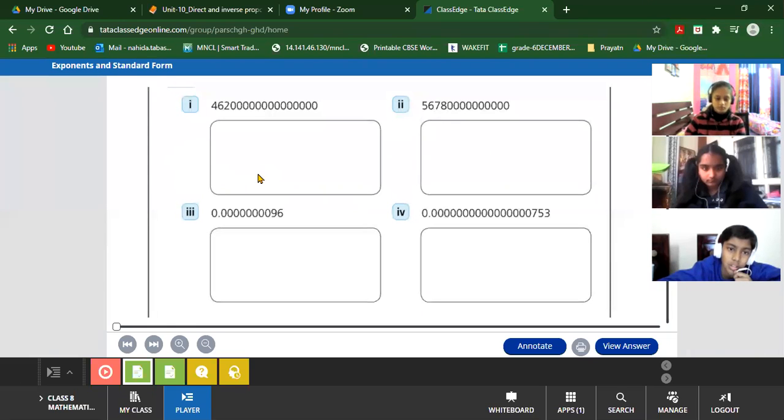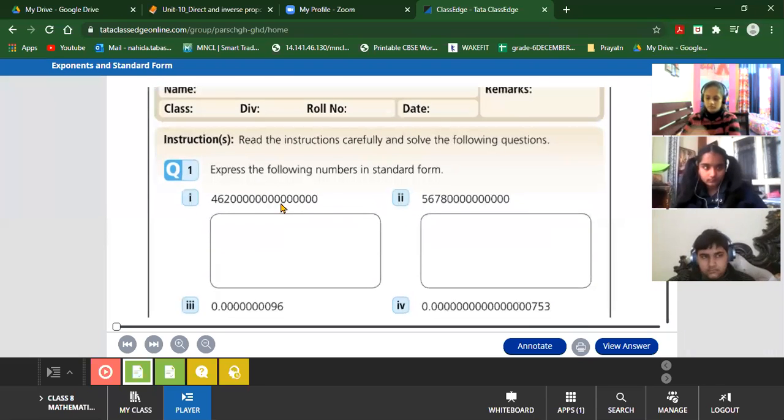But in the first part, there's no decimal point. So it's a whole number, no? You anyway have to make this entire number lie between 1 and 10. So that means you need to shift the decimal towards the left, and that will help you convert it into a standard form.